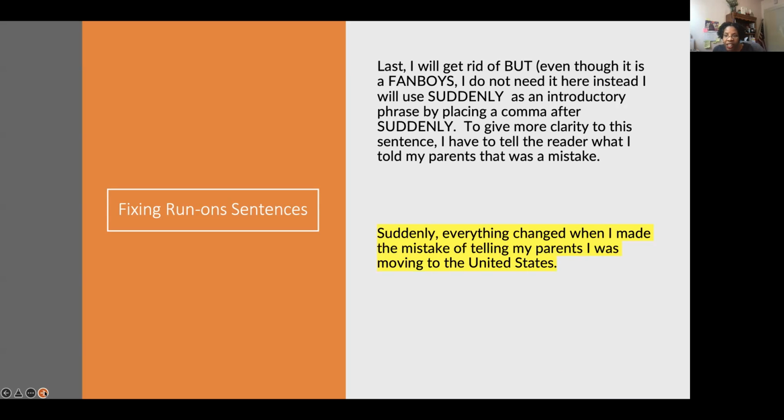Suddenly, everything changed when I made the mistake of telling my parents I was moving to the United States, right? That's what I told my parents. I was moving to the United States.